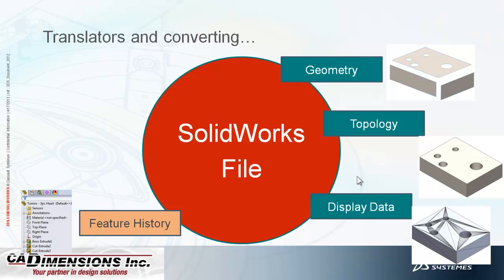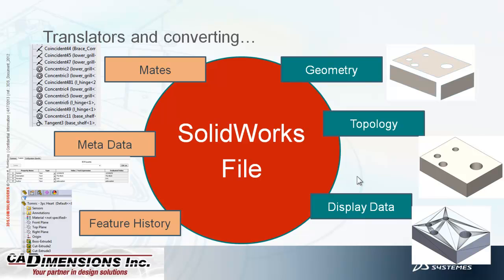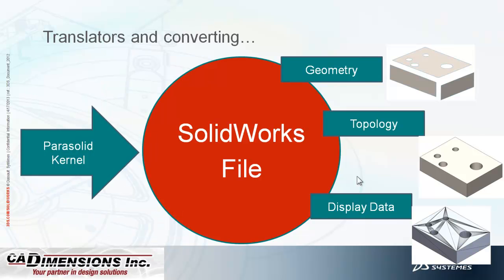You will also have a feature tree, we know that. How is the part built? Possibly some custom properties and stuff like that via metadata. And if it is an assembly, then there will also be some mates in there. That's what a SolidWorks file contains. This is only what the Parasolid kernel sees. It can only see the geometry, the topology, and display data.